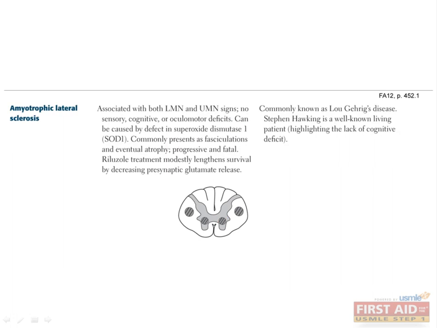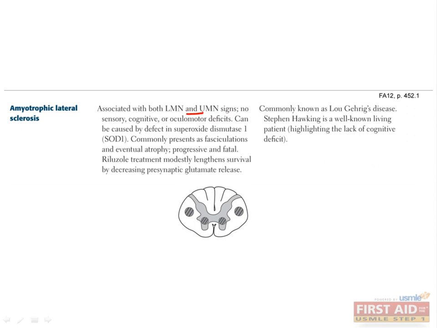Amyotrophic lateral sclerosis, which you may know as Lou Gehrig's disease, is classically described as a combined lower motor neuron and upper motor neuron deficit with preserved, meaning normal, cognitive and sensory function. The disease usually occurs in middle-aged men.